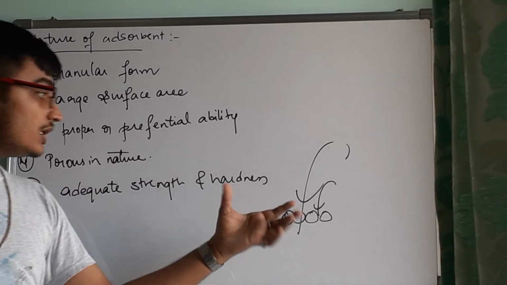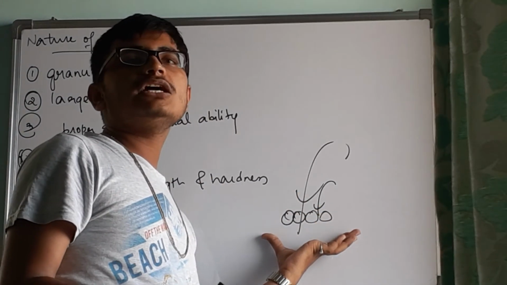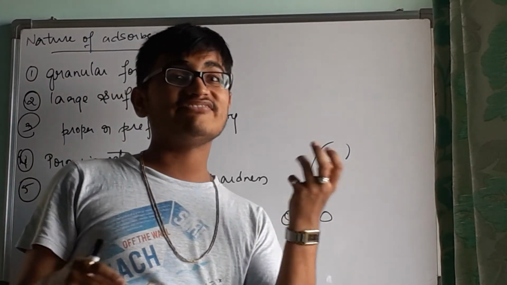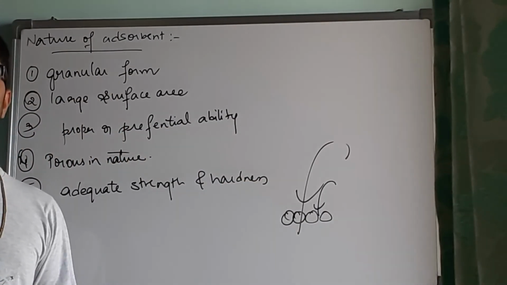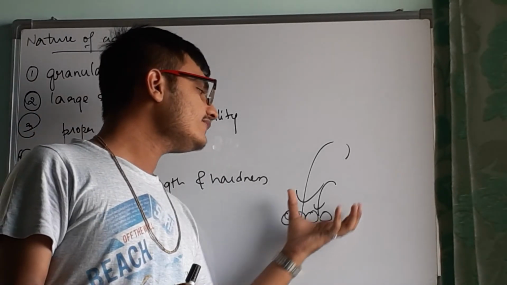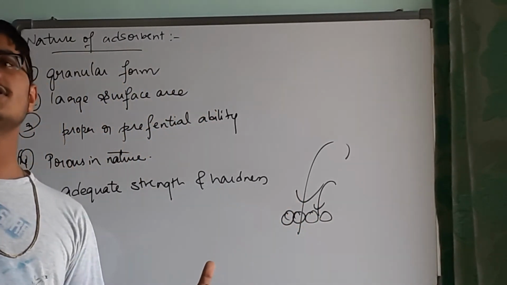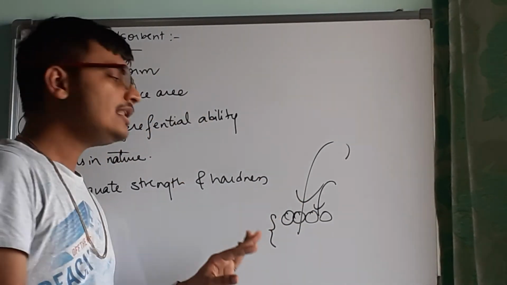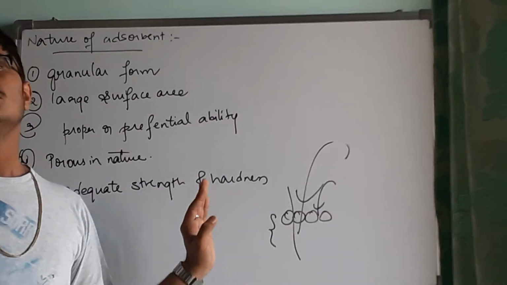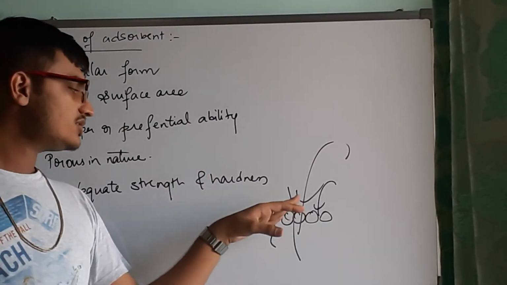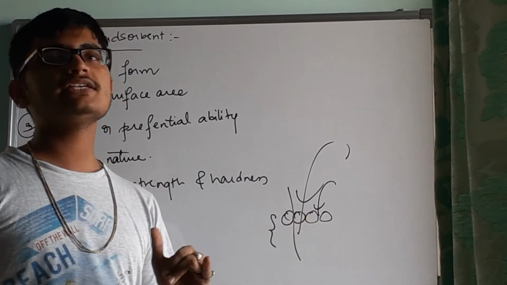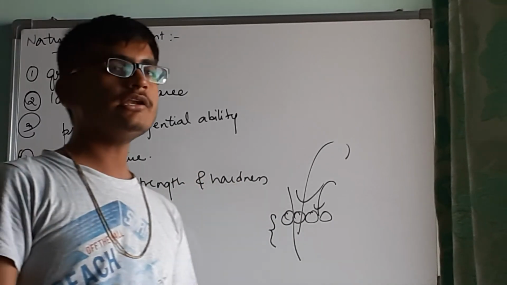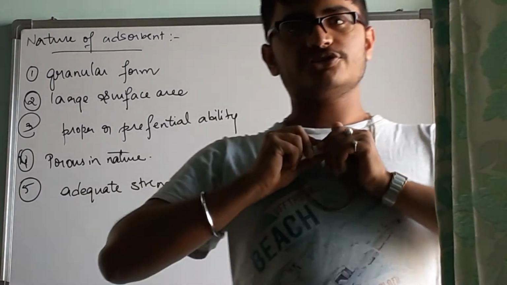In such cases, this granular solid material should be capable of withstanding this flow. And it should be hard enough so that it can withstand this flow. Otherwise there will be disturbance in the positions of this material, and sometimes due to heavy flow the solute particles will get misplaced from the solid. So there should be proper adequate strength and hardness for the adsorbent.